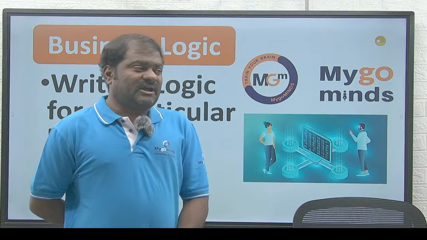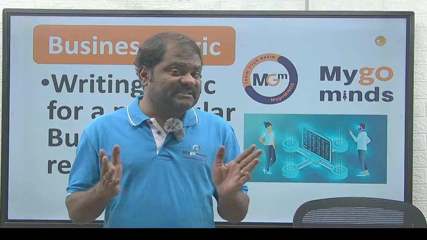Next, business logic. What is business logic? What is logic? Logic is a small piece of code that is written to solve a particular task. How to write the logics? By using operators. There are different types of logics. What is business logic? Business logic means writing the logic for a particular business requirement, like GST calculation. Business means what? Where the money transfer is there. That is called business.